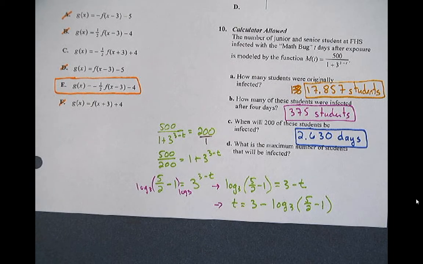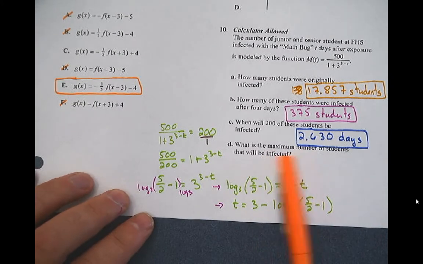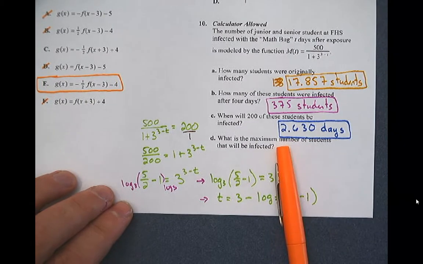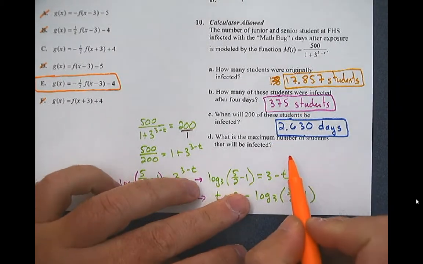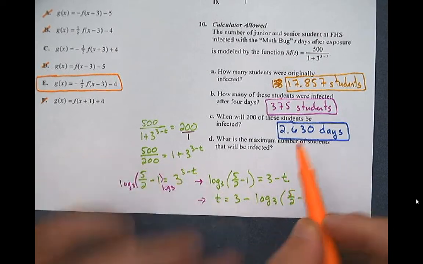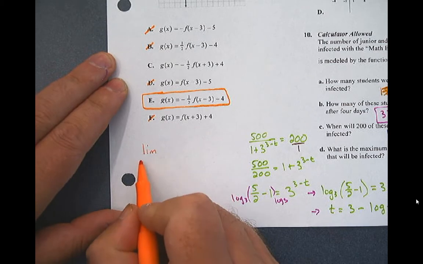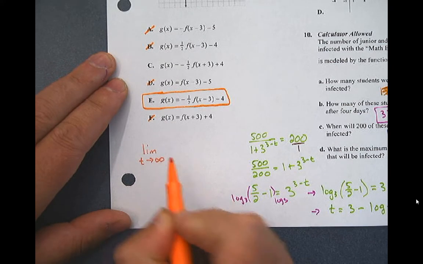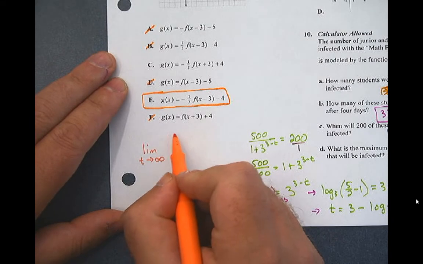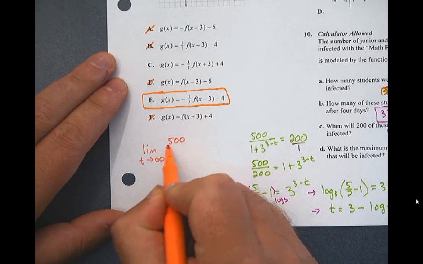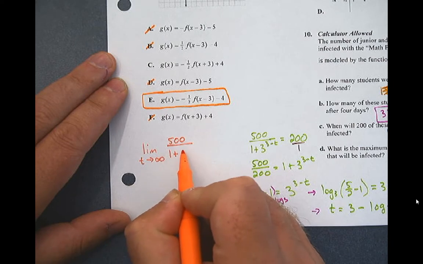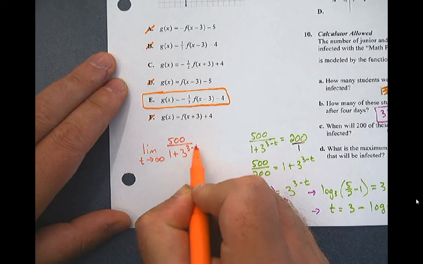What is the maximum number of students that will be affected? Here again, if you use your grapher, you can tell this fairly quickly. If you don't have a grapher, if you're going to do this by hand, what's it called when you figure out the maximum number of something, or how big something can get? If you remember, that's called the limit. So this would be the limit as the number of days, t, approaches infinity of our equation, which is 500 over 1 plus 3 to the 3 minus t.